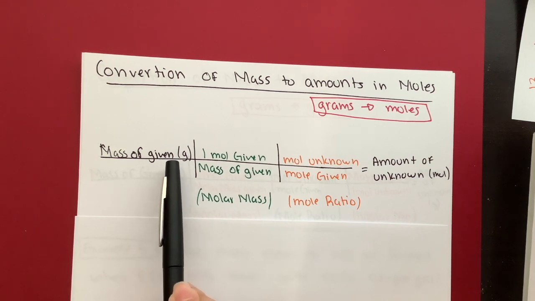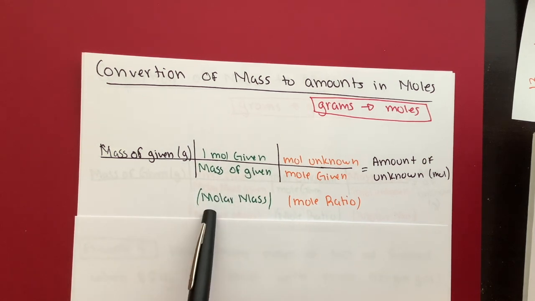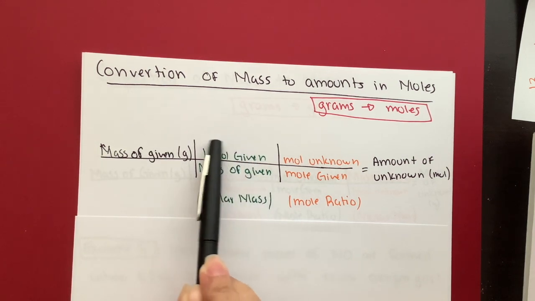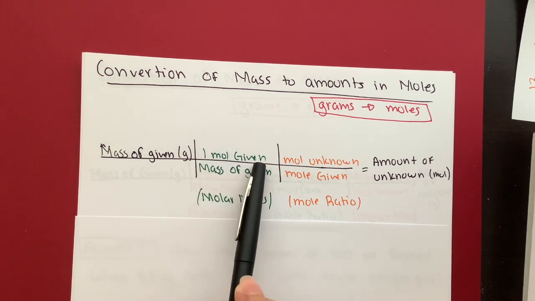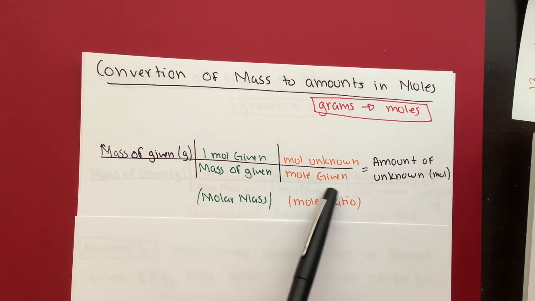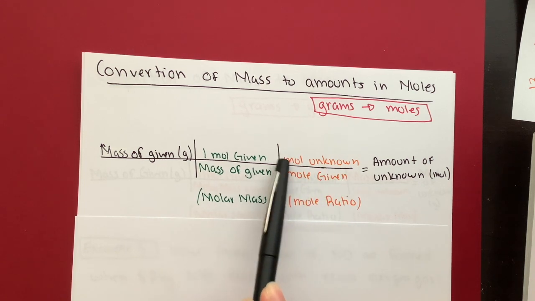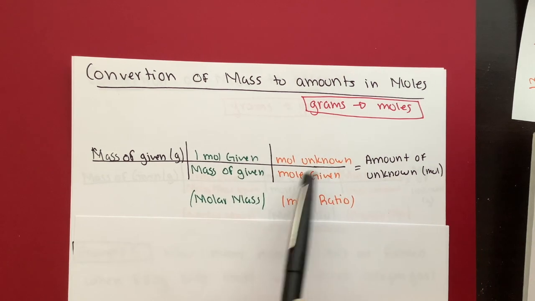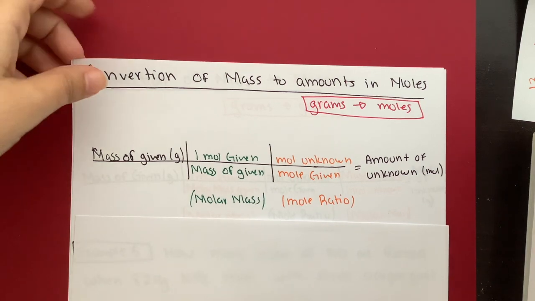Since the information is given to us in grams, we're going to use the molar mass of the given and divide by it, so the grams cancel out, and we're left in moles of given. Once we're in moles, now we can use a mole ratio. It comes from the coefficients. We put the moles of the given in the bottom, moles of the unknown in the top, the moles of the given cancel out, and we have our final answer. So now let's do a real example.